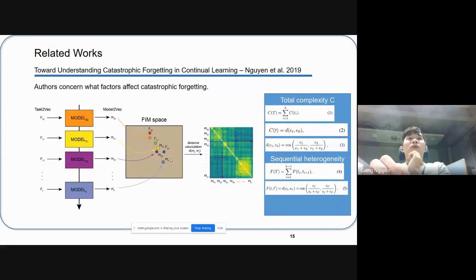Another work that tries to understand catastrophic forgetting is Toward Understanding Catastrophic Forgetting in Continual Learning, from last year. The authors concern what factors affect catastrophic forgetting. So they define two characteristics. The first one is total complexity, and the next one is sequential heterogeneity. The complexity is the distance of a new task compared to a base task, and the base task is considered a trivial task. And the heterogeneity is the difference between each task with each other.